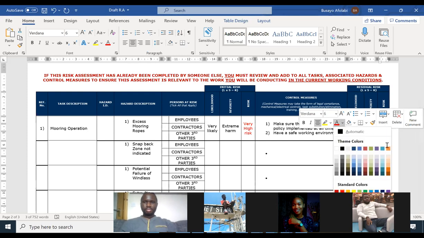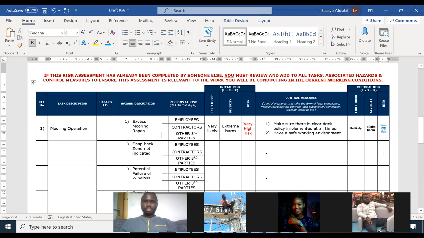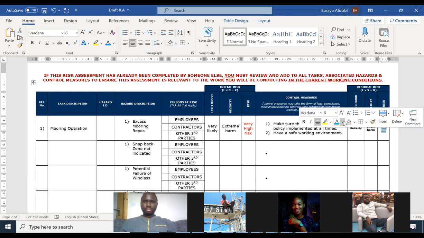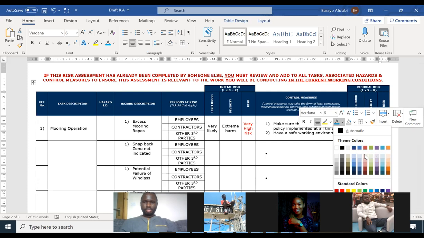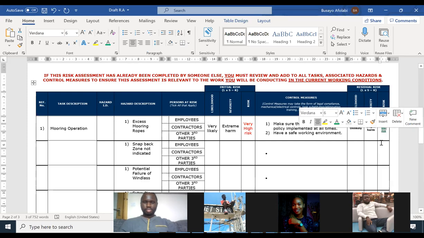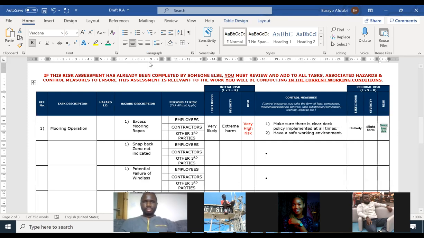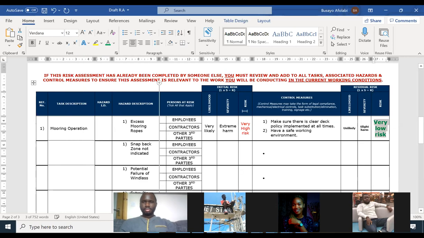And this is what we call risk assessment. So from the definition of risk assessment, we have been able to examine the nature of the job, and we have been able to see the potential hazards in the job. Also, after putting a precautionary action, we have been able to mitigate or eradicate the hazard. And this is what risk assessment is all about.